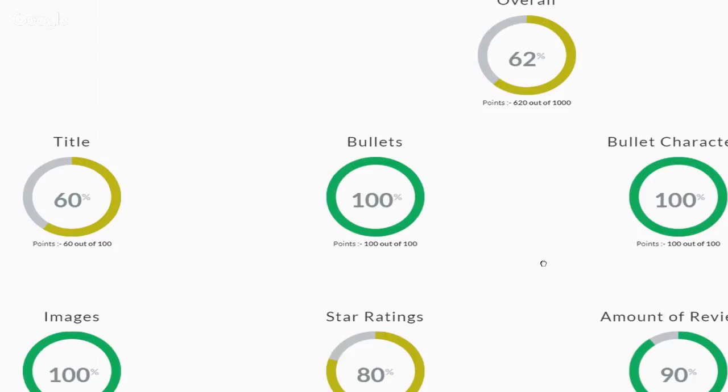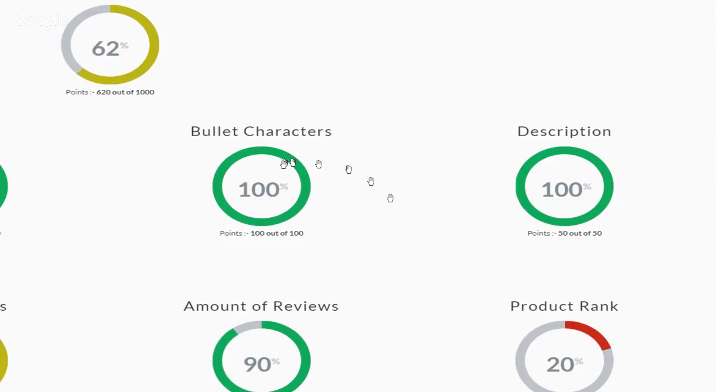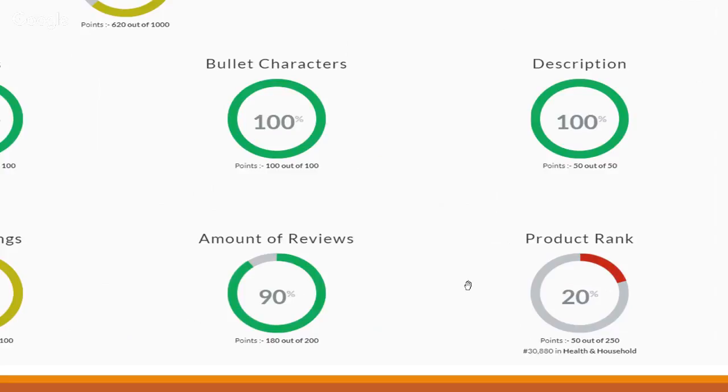Very good. Well done. Bullet characters. In other words, how many words or how many characters are in your bullet points. And again, they've optimized that well. Description. Description, we know at this moment in time, doesn't mean to say that it's going to be accurate tomorrow, but the description is not indexed. But what that does is it allows the potential buyer to have a look at your product and understand what it does.